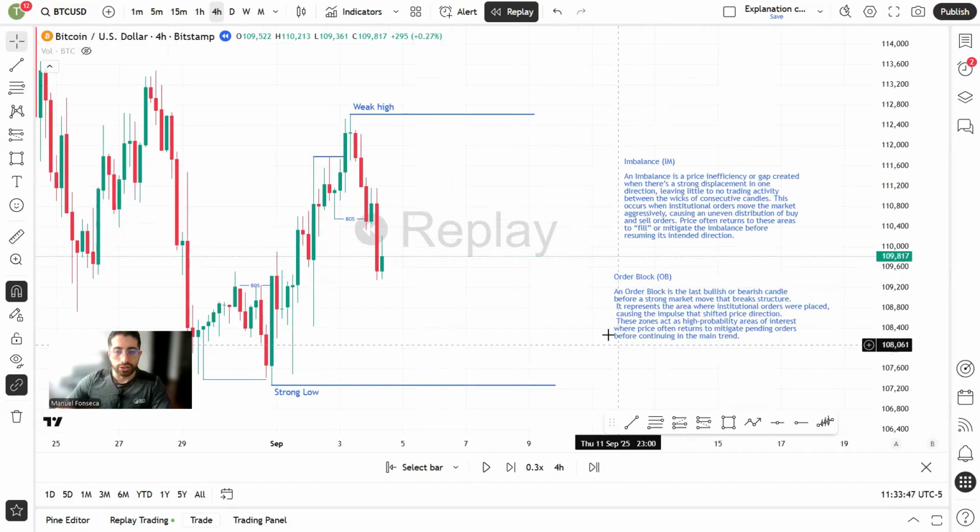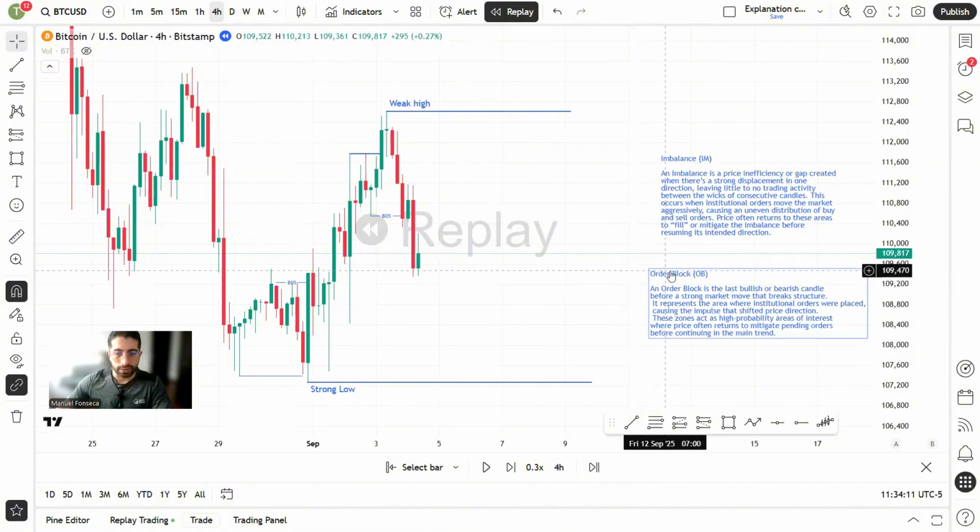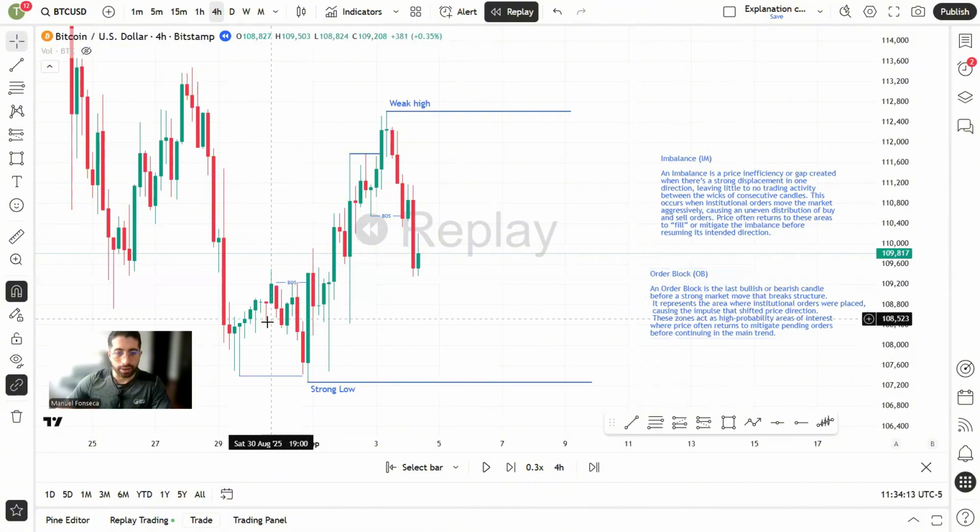Okay. Just to remind you, the order block is the last bullish or bearish candle before a strong market move that breaks the structure, right? You already know the concept of range beginning. When we have a range beginning, we have liquidity taken, and we have what is called the swing high. From the swing high, the liquidity is taken here. And then we have the next step, which is the break of structure, BOS, with a body of the candle.